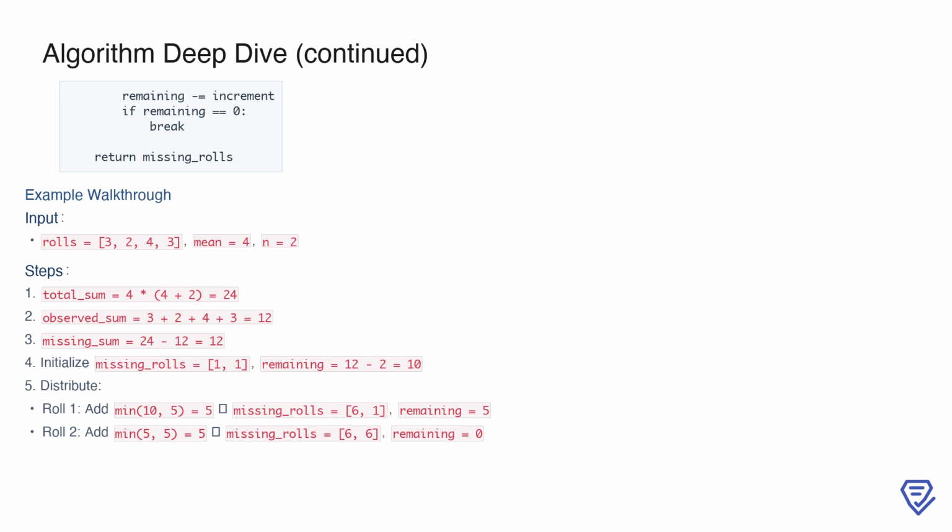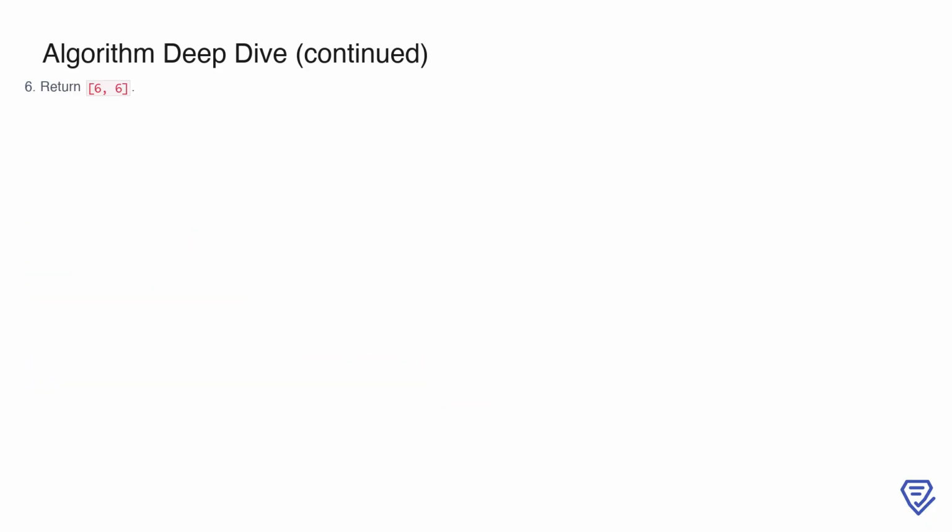Now we distribute this remaining sum. For the first roll, we add min(10, 5) equals 5, resulting in 6, 1, and reducing the remaining sum to 5. For the second roll, we add min(5, 5) equals 5, resulting in 6, 6, and reducing the remaining sum to 0. With the remaining sum now at 0, the algorithm terminates, and we return the missing_rolls array, 6, 6. This array satisfies all constraints. The sum of the rolls is 12, matching the missing_sum, and each roll is within the valid range of 1 to 6. This example demonstrates how the algorithm efficiently constructs a valid solution by systematically distributing the missing_sum across the rolls.